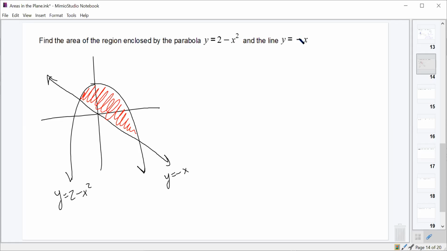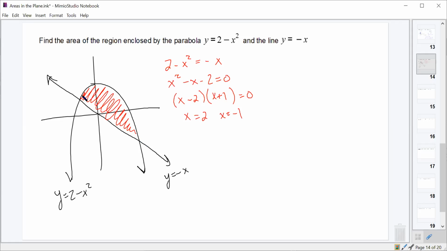Y equals this and y equals this. So I should just be able to set 2 minus x squared equal to negative x. And if this was the AP test, they want to see you setting them equal to each other and solving to find those limits of integration. So that would tell me that x squared minus x minus 2 equals 0. And we should be able to factor that and solve it, right? And that should factor to x minus 2 and x plus 1, telling us that those two functions intersect each other at x equals 2 and at x equals negative 1.